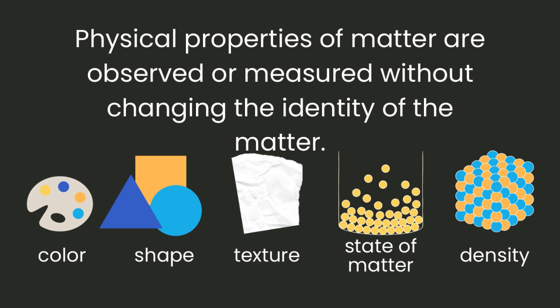Now, the key thing to remember is that these physical properties are observed or measured without changing the actual identity of the matter. That means we're not altering what the substance is. We're just describing or measuring its characteristics. Understanding these properties helps us identify and analyze different types of matter in everyday life and in scientific studies.